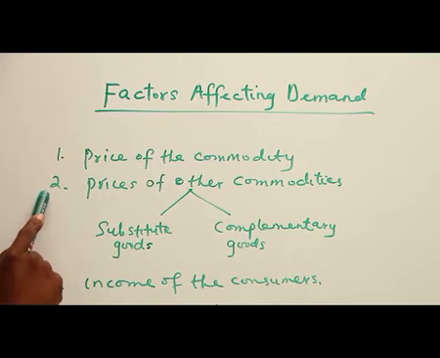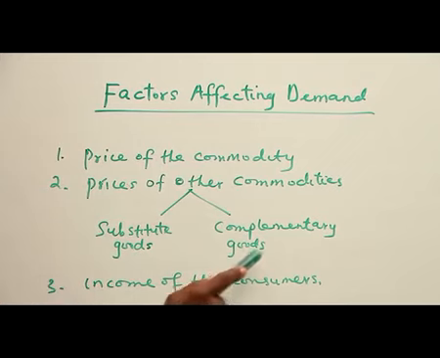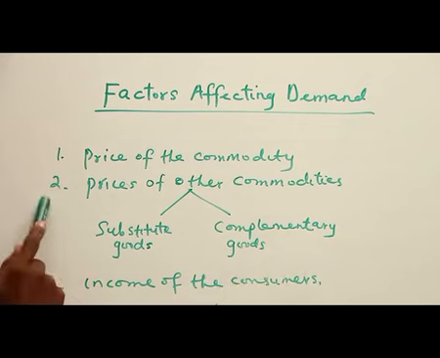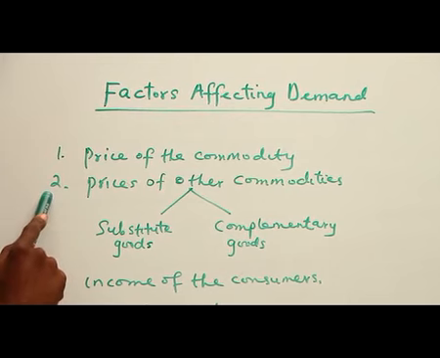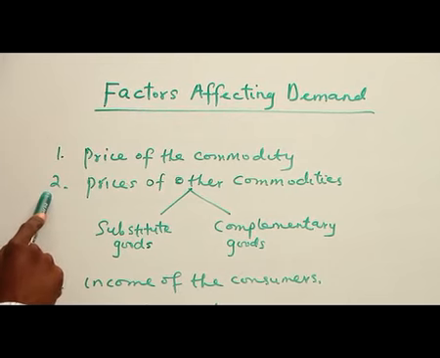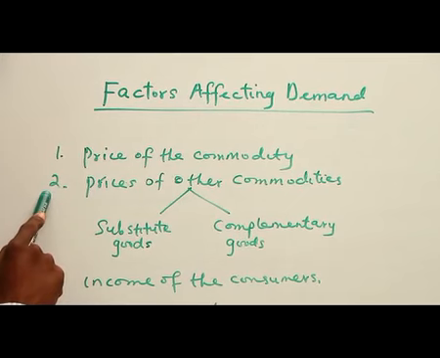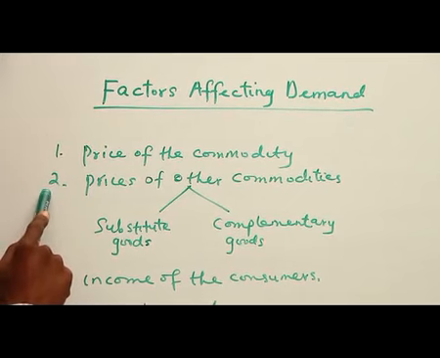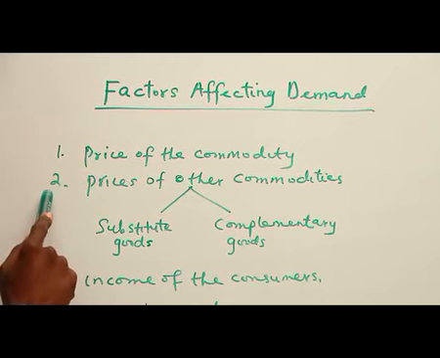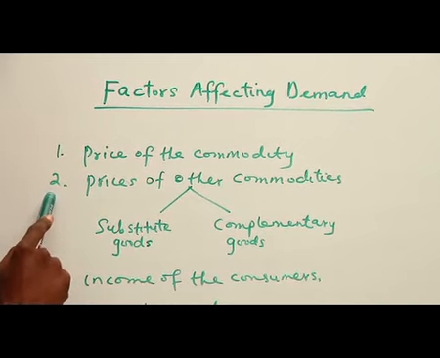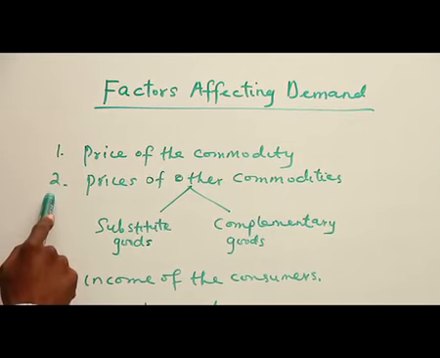These other commodities can be substitute goods or complementary goods. Where it is a substitute good, a situation where there is an increase in the price of the substitute good, there will be an increase in demand of such commodity. Take for instance, a BlackBerry phone and a Nokia phone. If there is an increase in the price of the Nokia phone, the demand for the BlackBerry phone will increase.